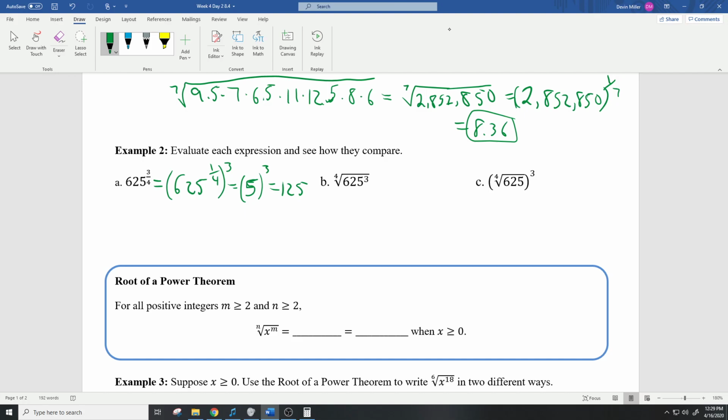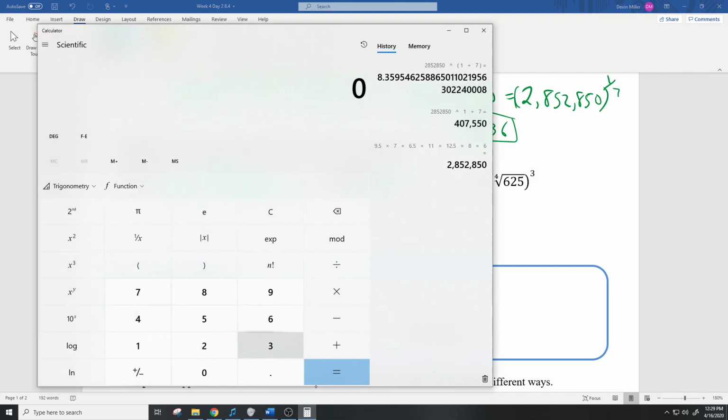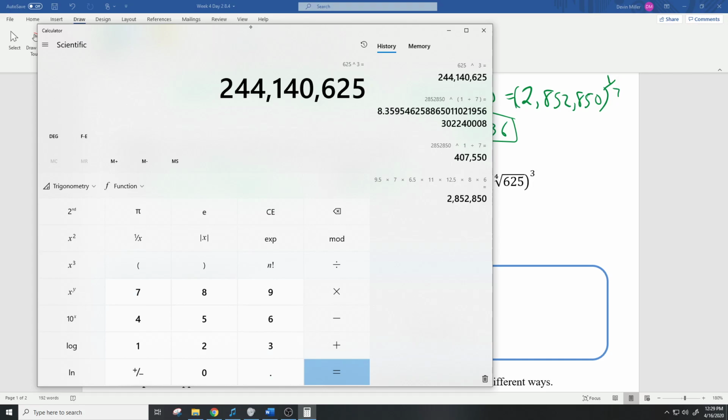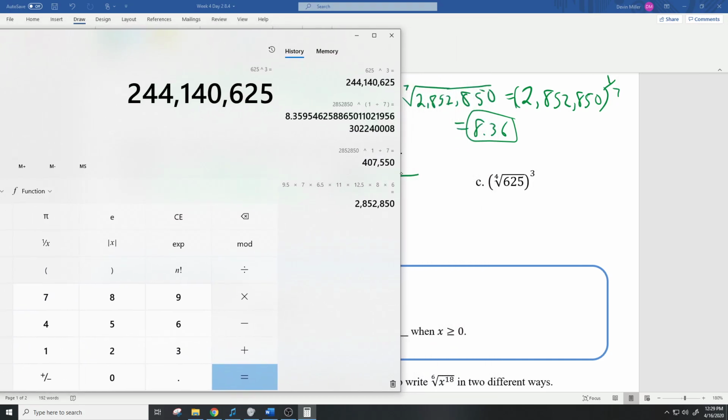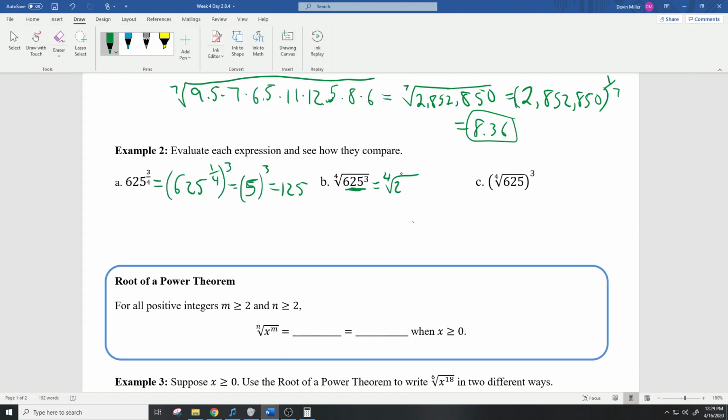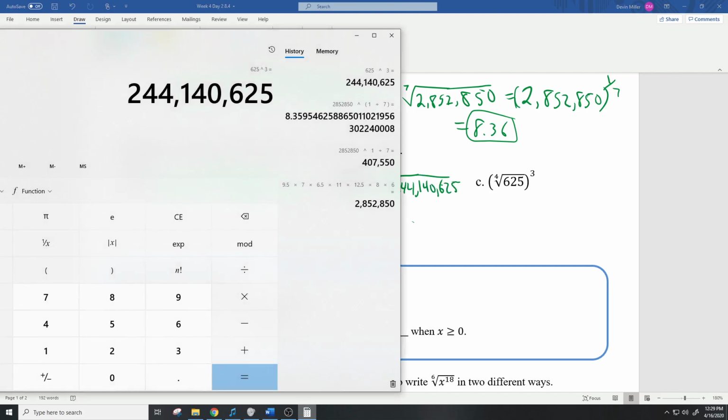Okay, for part B, what if we had the 4th root of 625 cubed? So I'll do the inside part first and cube this number. 4th root of, what is 625 cubed? You can just multiply that in here. 625, let's see if this works here. Hit the X, Y button, 3, equals. 244,140,625. Did I get it right?